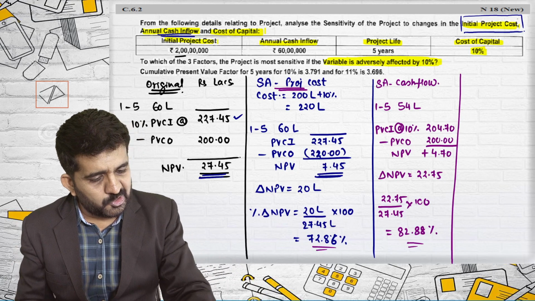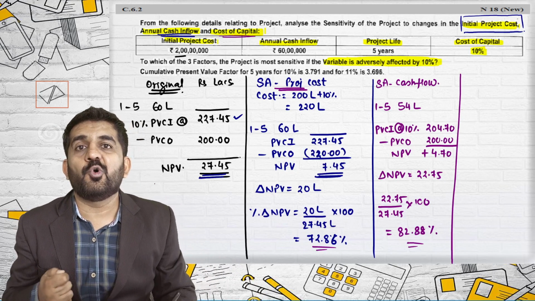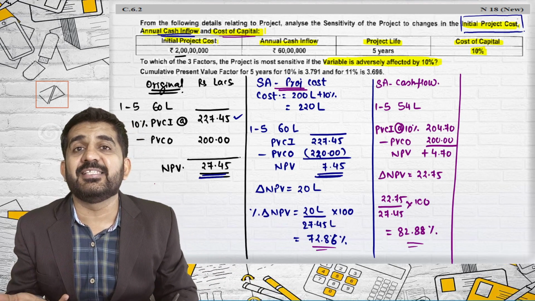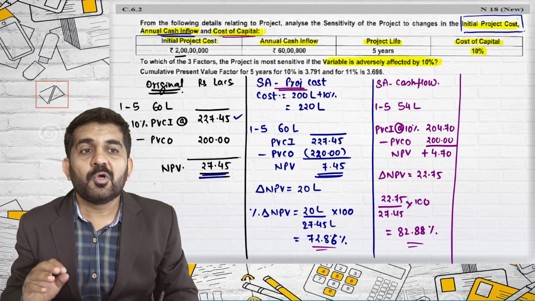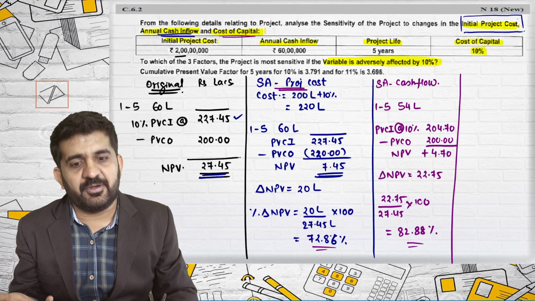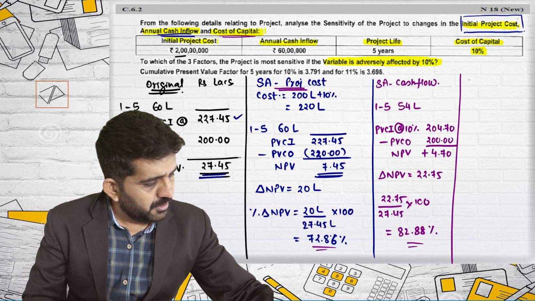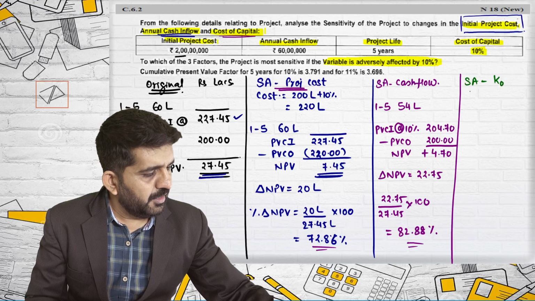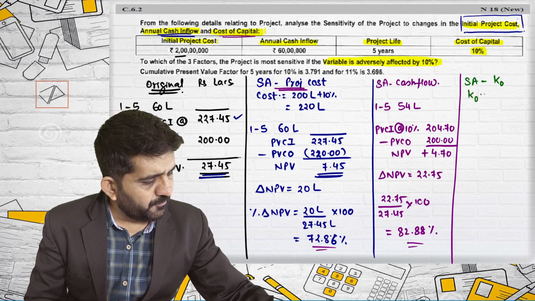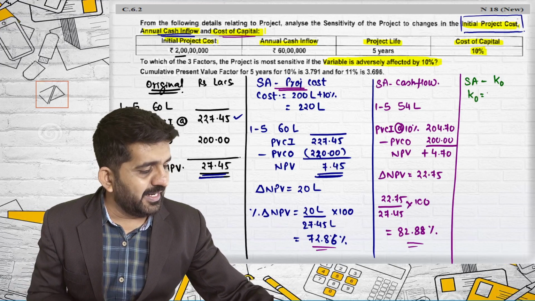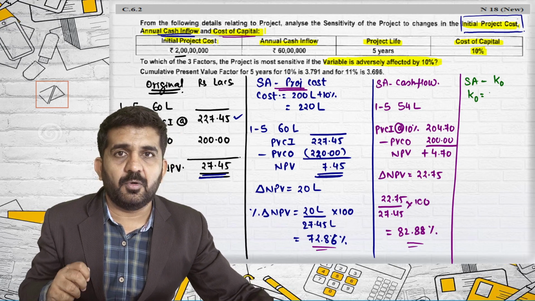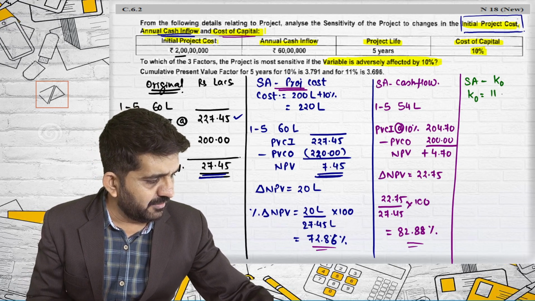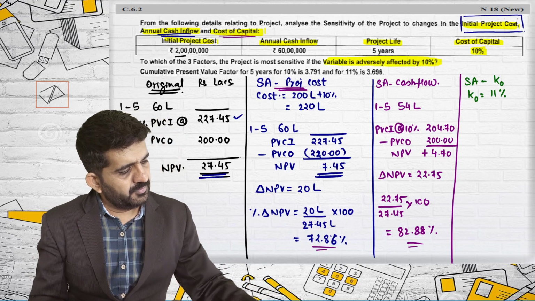Last is cost of capital. If my cost of capital decreases by 10%, no, cost increases, then it is an adverse effect. So last, sensitivity analysis on KO. If cost of capital increases by 10%, so 10 plus 10% is 11.